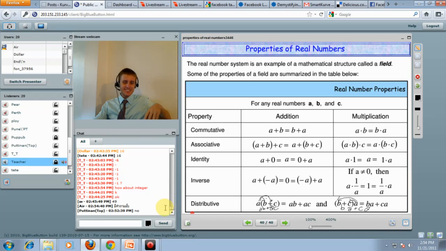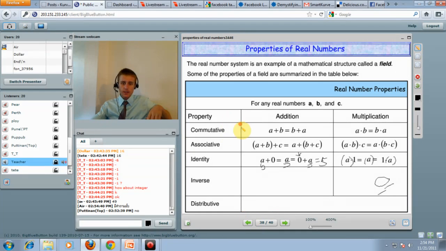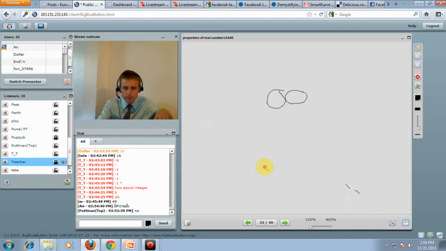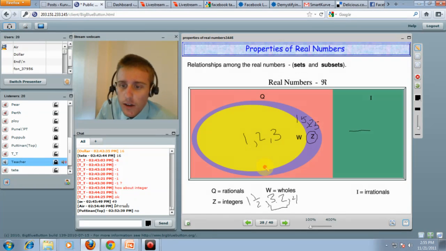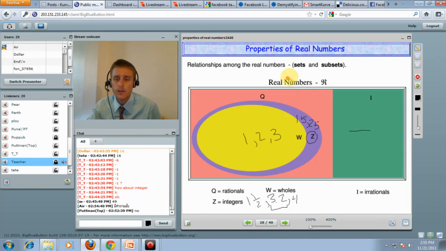No questions. Okay, we're going to go back over the terminology really quickly. Again here, we have real numbers, all numbers that we use, both rational and irrational. All numbers are real numbers. And then right here we have rationals are the Q, irrationals are the I.